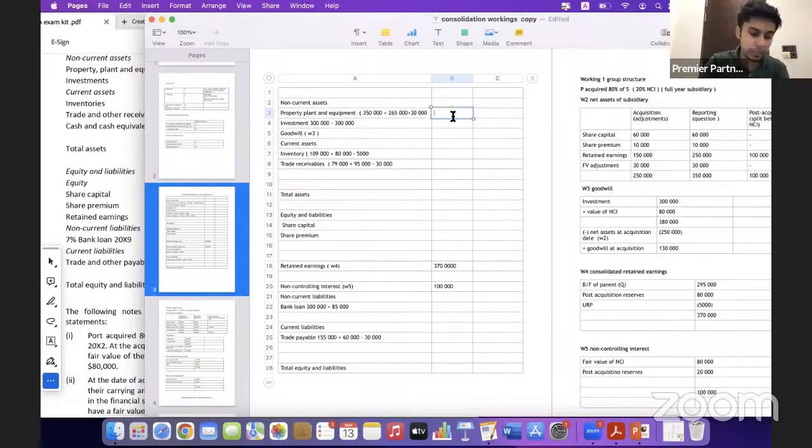So once you total, guys, answer will be 350 plus 265 plus 30. Answer is 645,000. Here, the answer 109 plus 80 minus 5, 184. Over here, answer 79 plus 95 minus 30, 144,000. This is okay. This one, 385,000. And here, the answer 155 plus 60 minus 30, which is 185,000.